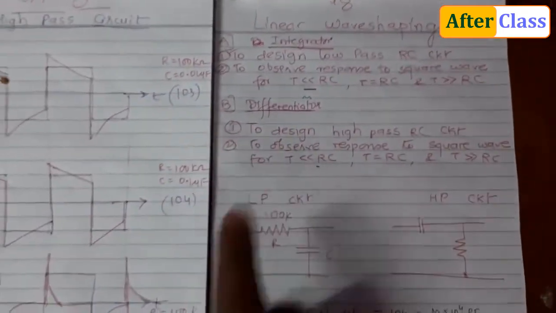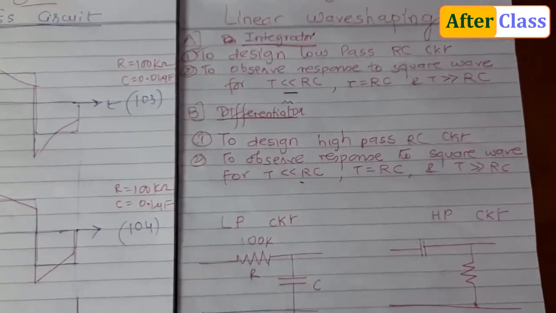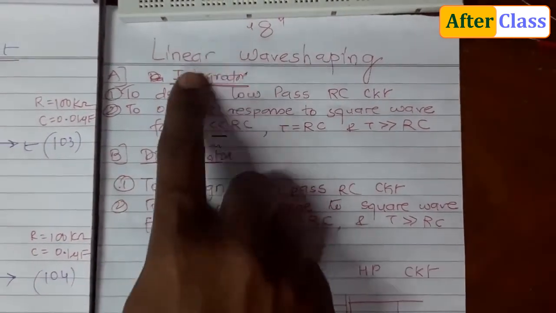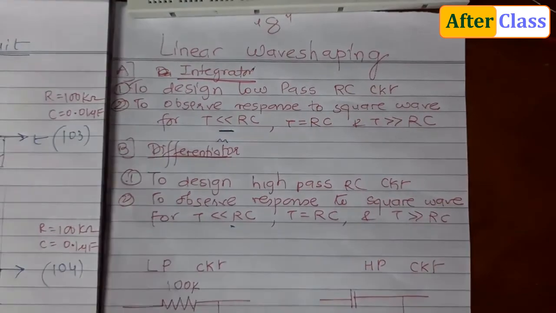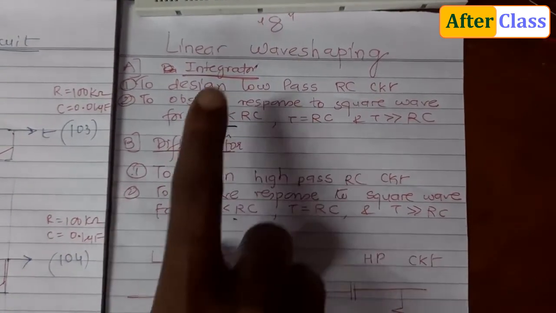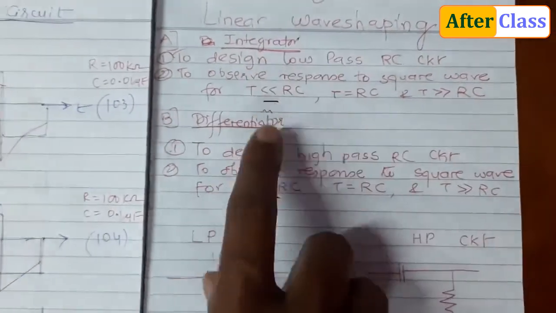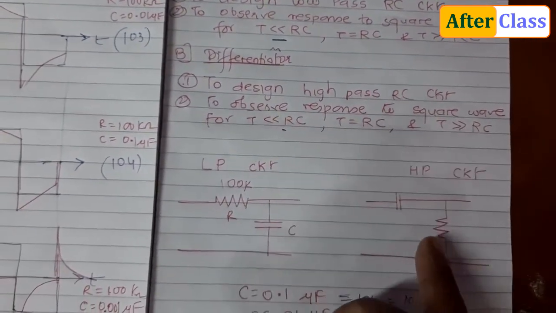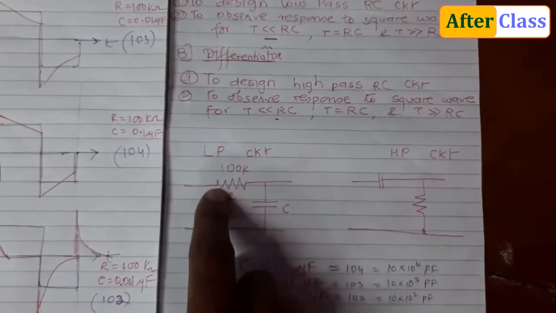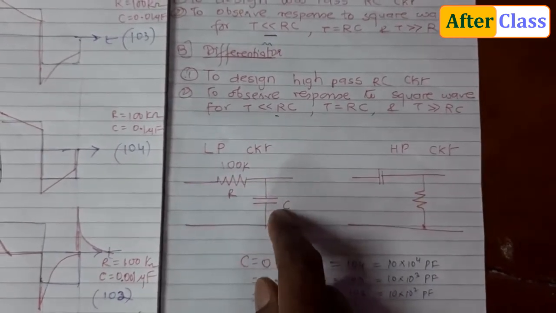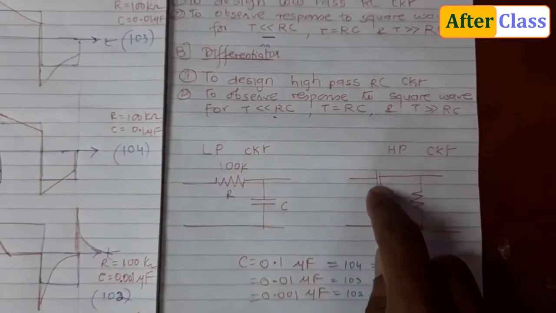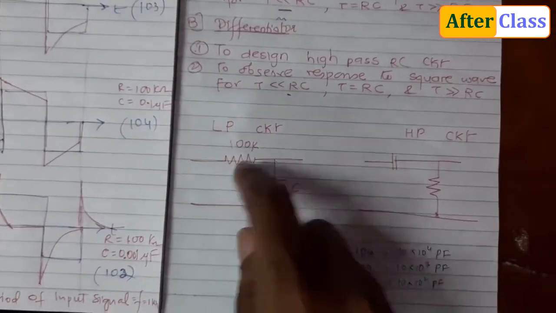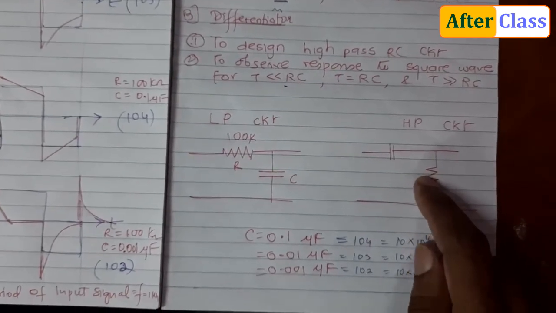We were trying to understand how this integrator works in the previous part. We are doing experiments on linear wave shaping circuits. We have already seen how the integrator works. Now we'll see how the differentiator works. The only difference between the integrator circuit and the differentiator circuit is that we have R here and then C here for the integrator, but here we have the capacitor first and then the resistor. So this is basically a low pass circuit, that is the integrator, and the differentiator is basically a high pass circuit.